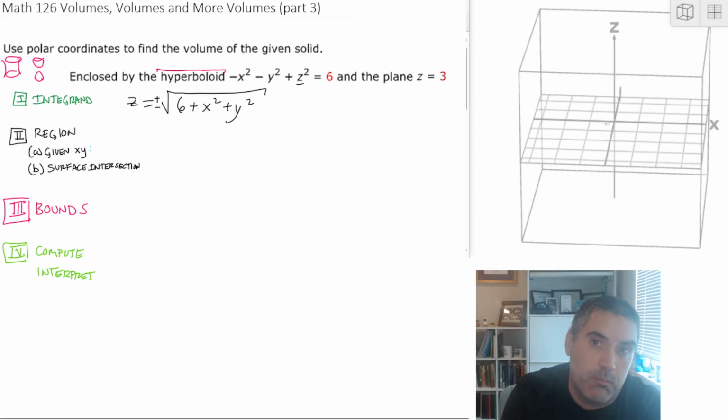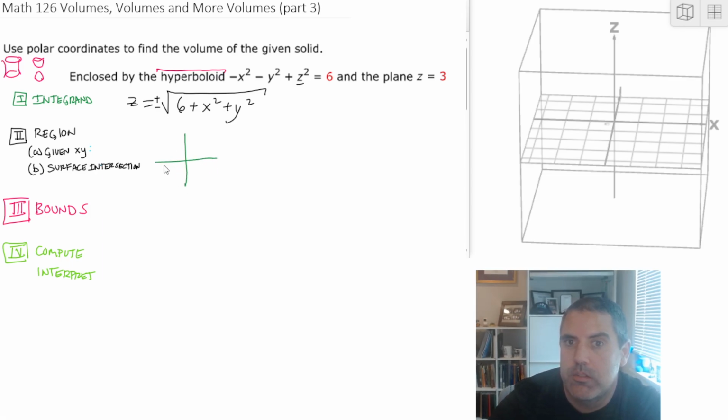At some point we'll have to think about that, but we could still move forward even if we were stuck. Then we draw the region. We draw any given x and y bounds. What are the given x and y bounds? They didn't give me any. So then what do I do? I find when the surfaces intersect. When do the surfaces intersect?